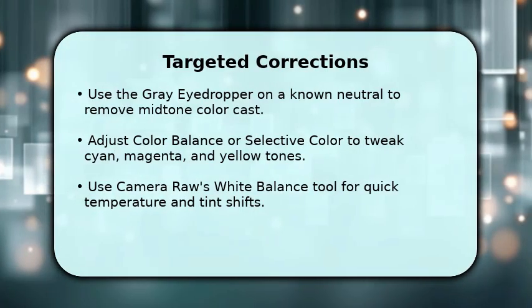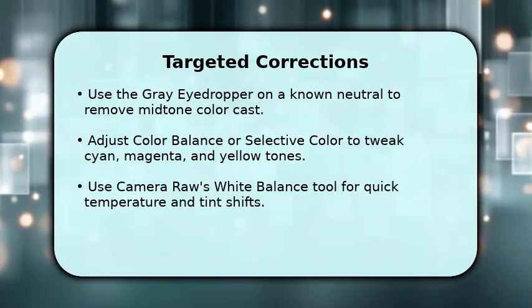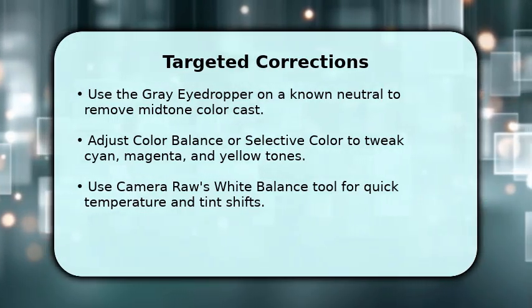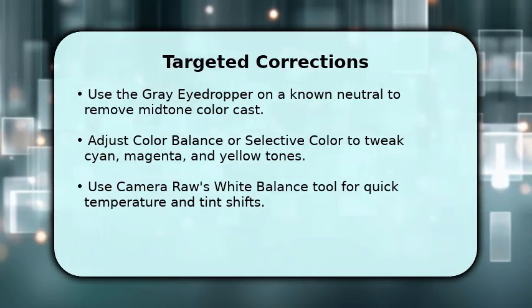For tricky casts, use the gray eyedropper on a known neutral target to remove midtone color cast. If no neutral exists, sample a near-neutral area and adjust sliders manually for the best result.